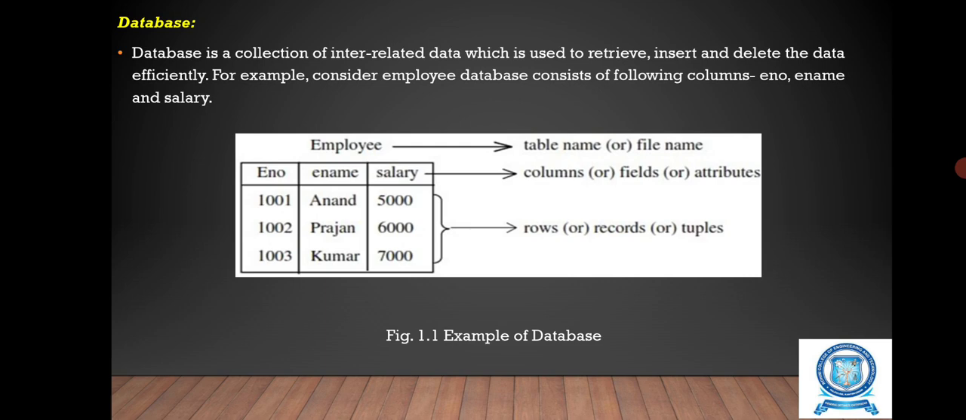So, this is the example for a database where we have employee as the table name or the file name, and employee number, name, salary all come under the fields or attributes or columns, and the rest, the values 5,000, 6,000, 7,000, and so on, and Prajan, Kumar, all these come under the rows or records or tuples.